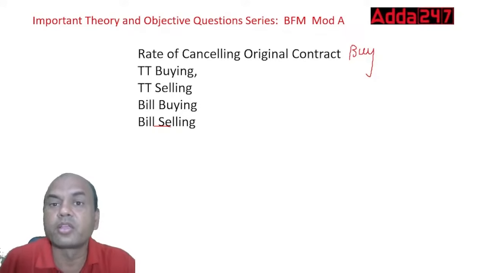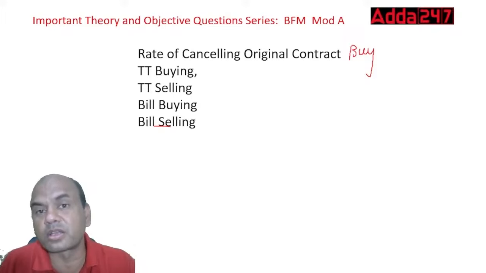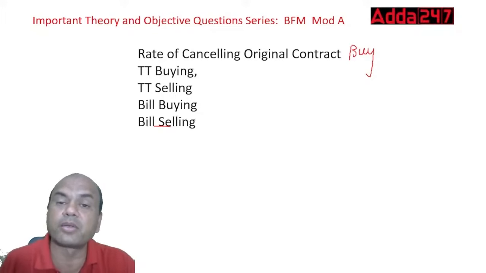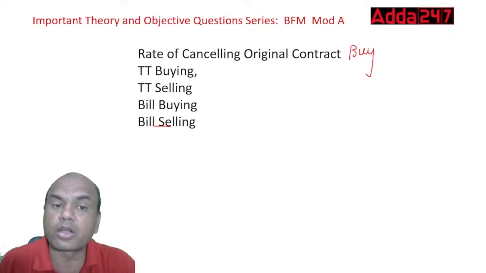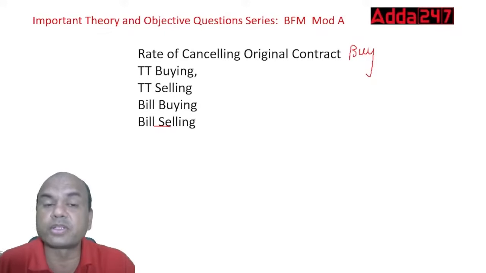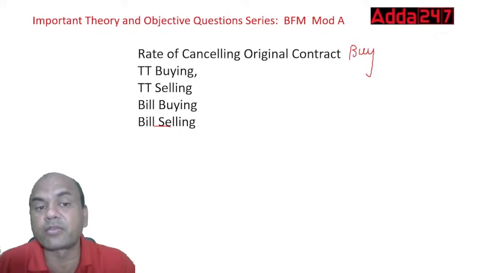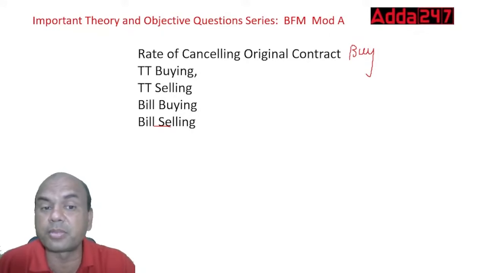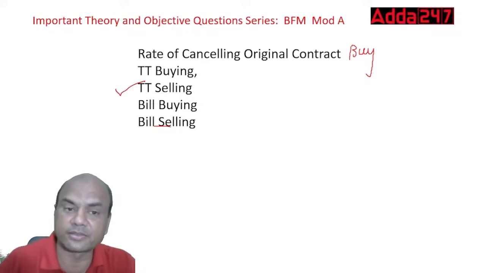Okay. So, if I have purchased this dollar earlier, I might have purchased it at either bill buying or TT buying, depending on the type of transaction. If it was a spot transaction, I might have done it at TT buying. If it was a bill transaction, I might have done it at a bill buying rate. But cancelling is always done at the same rate, that is known as TT selling. Cancelling means reversing that transaction. So that will always be done at TT selling.